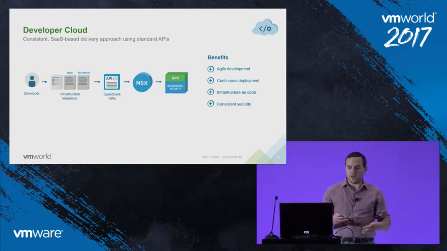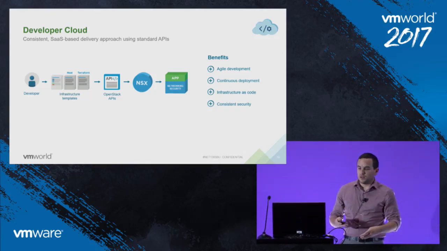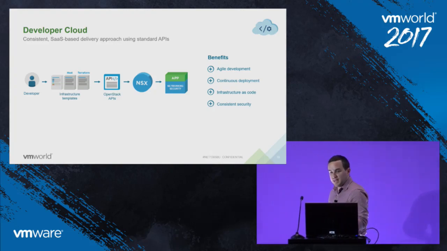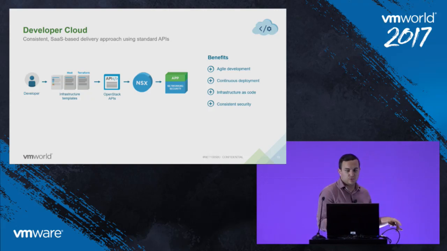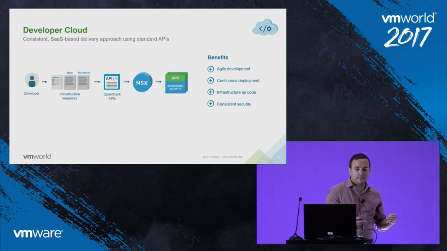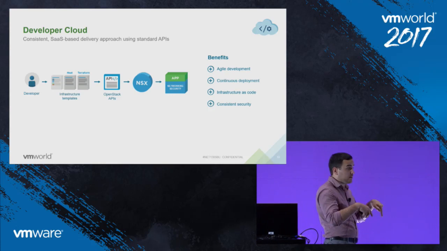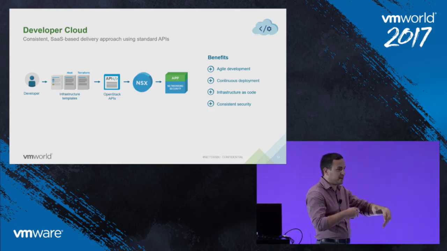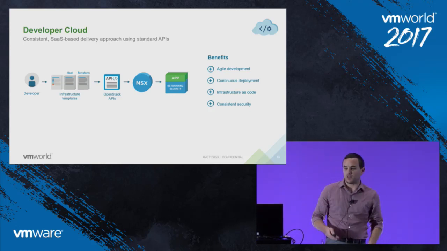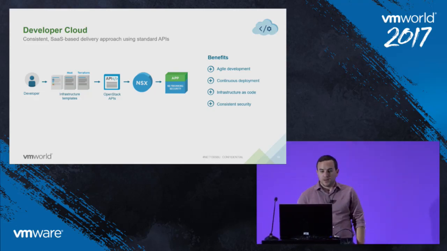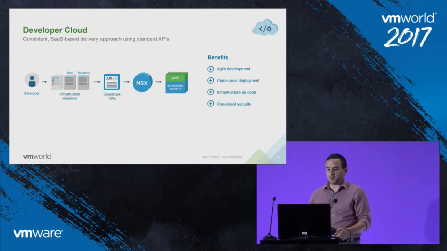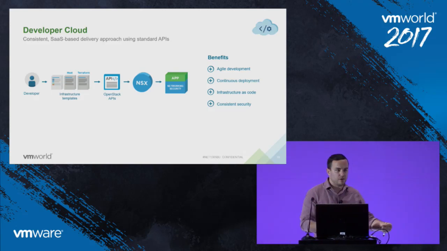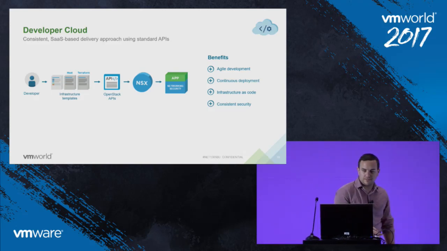To do this, developers will make use of infrastructure templates using utilities like Heat and Terraform, and they'll use OpenStack APIs through NSX to create and deploy full-stack applications with the networking and security built in from the beginning. So it's not this bolted-on thing that happens later and takes days and weeks. It's in there right from the beginning. And this model enables agile development, it enables continuous deployment of applications, it makes use of infrastructure as code, and it provides a consistent security posture for these applications.